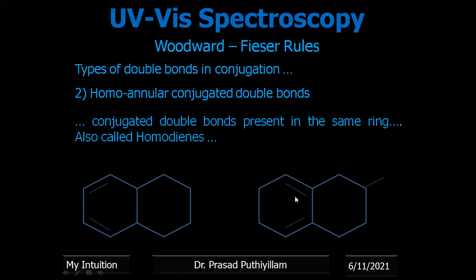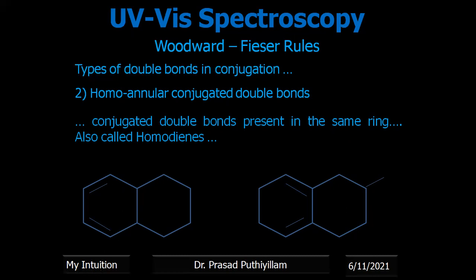Okay, therefore, make sure that the bond between the fused carbons is not a double bond. Other than that, if there are alternate single and double bonds in the same ring, the second ring is not having the double bond. Even if a single double bond is there, we can treat it as homoannular, because the double bond in conjugation is important. Conjugation should be there. If conjugation is present, then we call it homoannular conjugated double bonds.